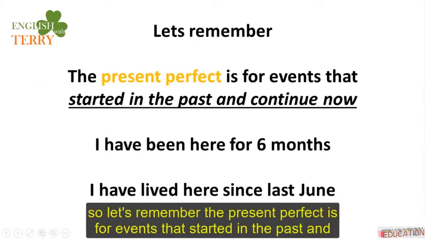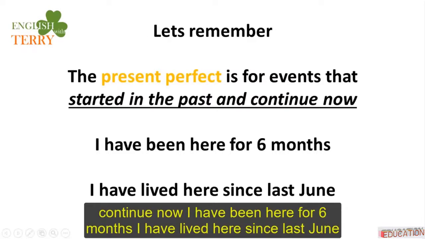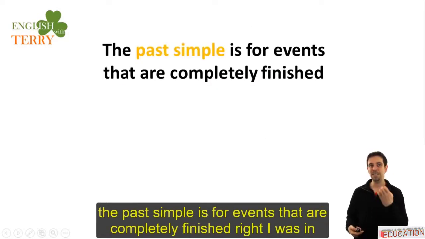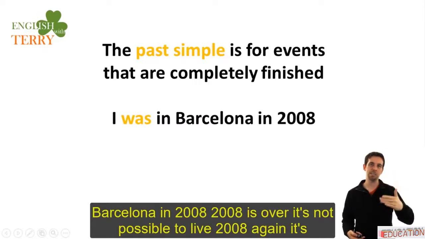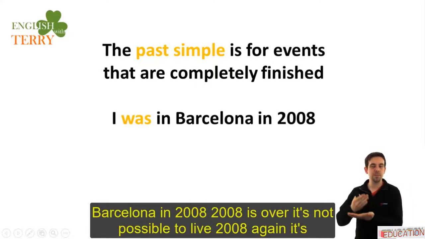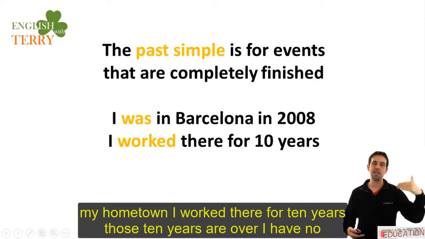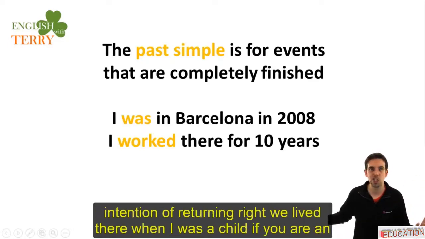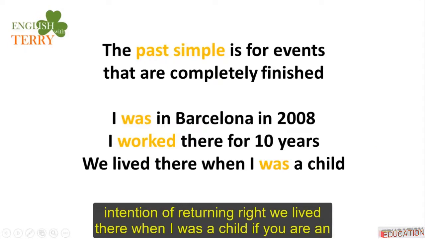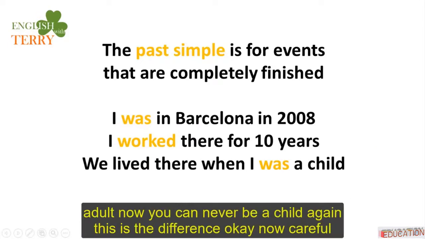Wrong, incorrect. So let's remember, the present perfect is for events that started in the past and continue now. I have been here for 6 months. I have lived here since last June. The past simple is for events that are completely finished, right? I was in Barcelona in 2008. 2008 is over. It's not possible to live 2008 again. It's finished. I worked there for 10 years. For example, in a hotel in my hometown, I worked there for 10 years. Those 10 years are over and I have no intention of returning, right? We lived there when I was a child. If you are an adult now, you can never be a child again. This is the difference, okay?